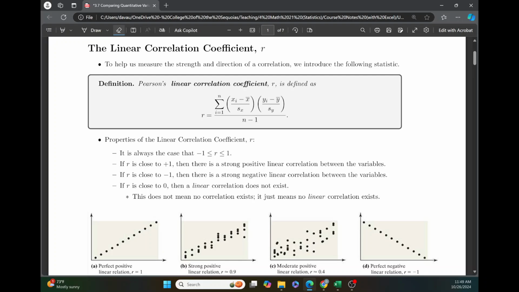Some properties about this linear correlation coefficient, though. It's always the case that r is between -1 and +1. If r is really close to +1, then there's a strong positive linear correlation between the variables. If r is close to -1, then there's a strong negative linear correlation between the variables. If r is close to 0, then a linear correlation does not exist. That doesn't mean that there's no correlation at all. It just means that there's not a linear correlation.